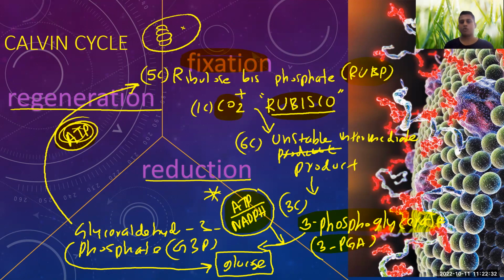This is very straightforward. We can remember the three reactions, fixation, reduction, and regeneration, and where the energy is important. NADPH provides energy and goes back to NADP plus. ATP provides energy and goes back to ADP. Then the energy is used to keep the cycle going, and part of the glyceraldehyde 3-phosphate makes glucose.